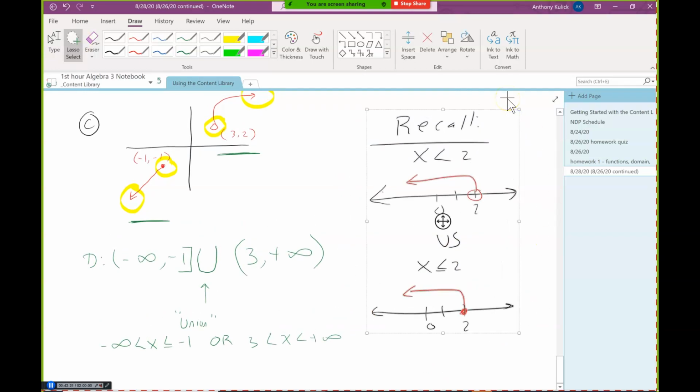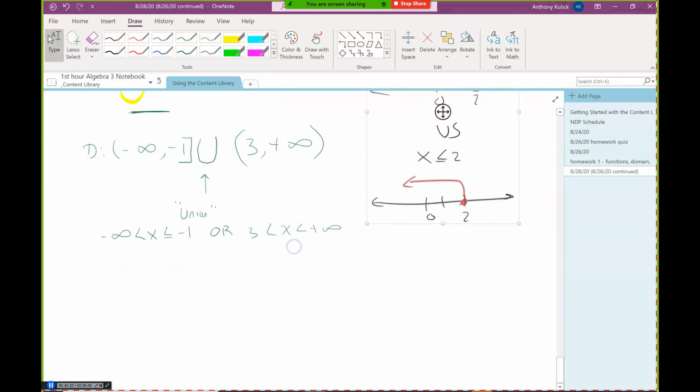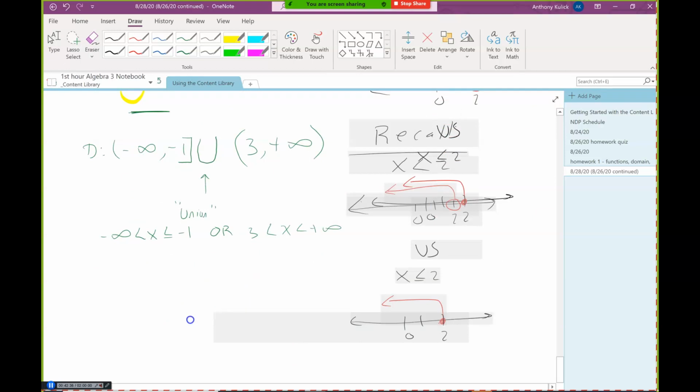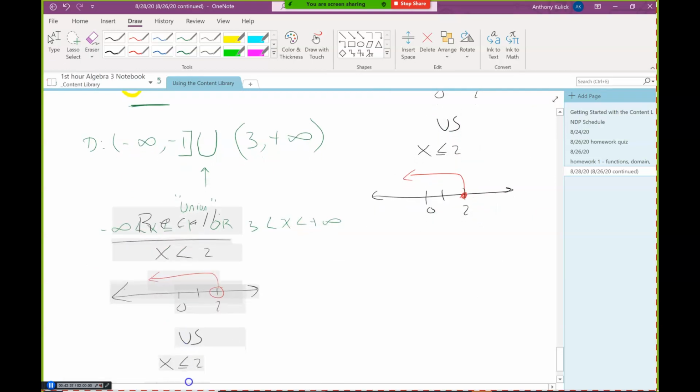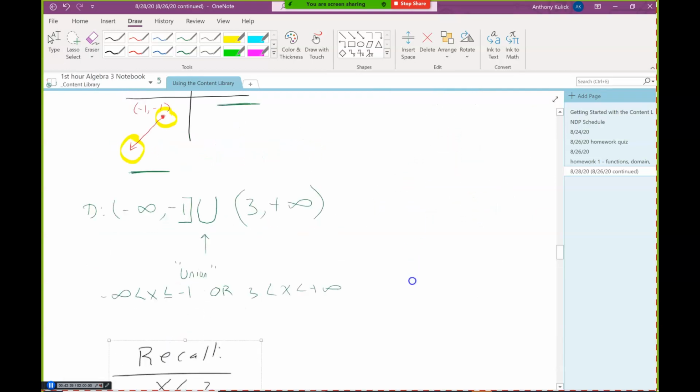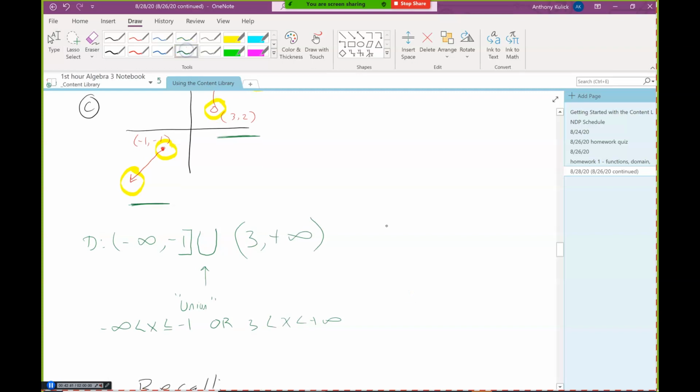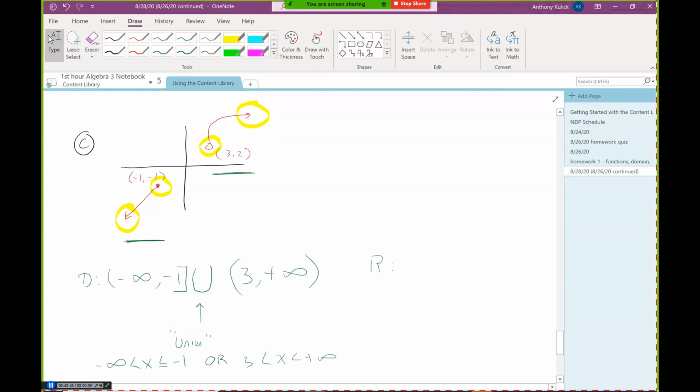I'm going to move this down here so I have a place to do the range over here and not have to erase it. That's why OneNote rules, because I can just pick up and rearrange my notes without having to actually erase anything. All right.